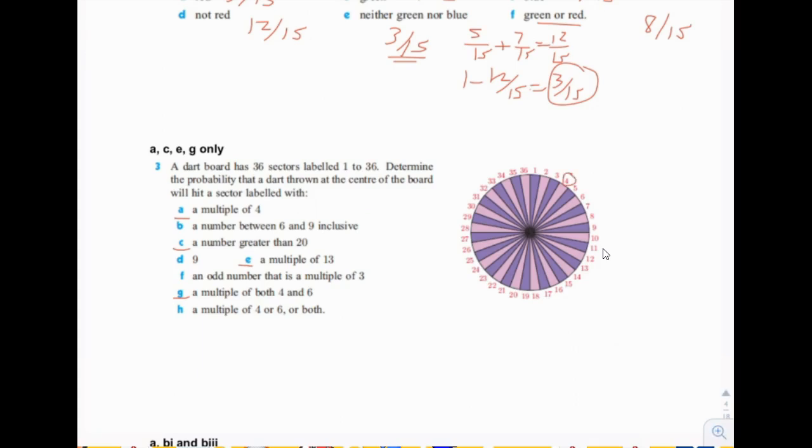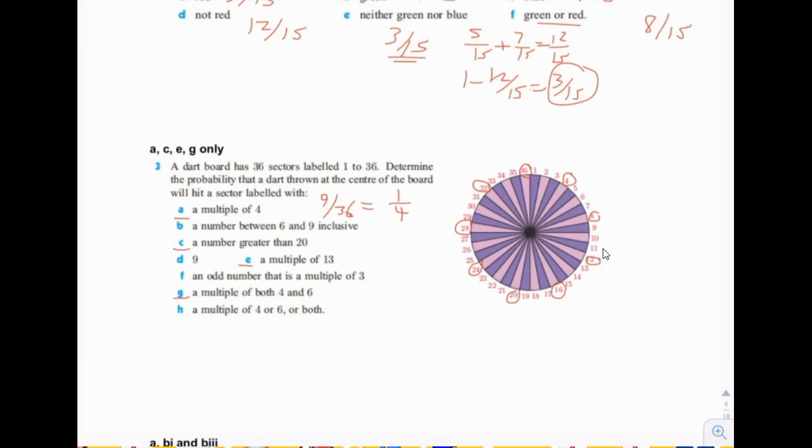Well, there's 4, 8, 12, 16, 20, 24, 28, 32, 36. How many is that? 1, 2, 3, 4, 5, 6, 7, 8, 9. There's 9. So that would be 9 out of 36. So there would be a 1/4 chance that you would hit a multiple of 4. That makes sense, right? 1 in 4 numbers is a multiple of 4.